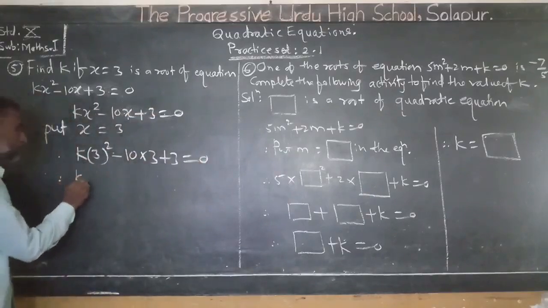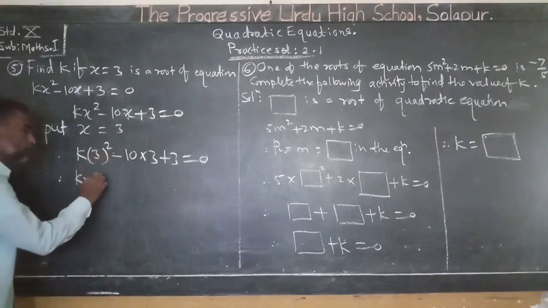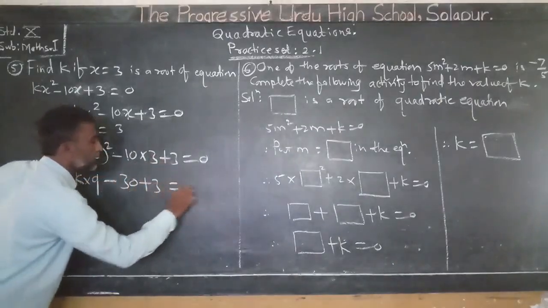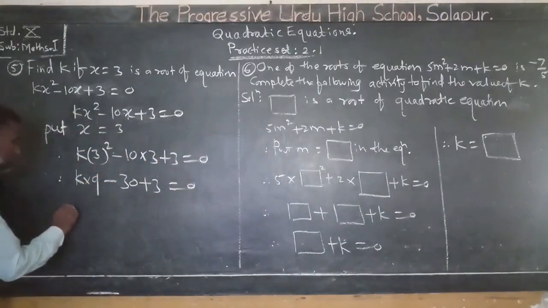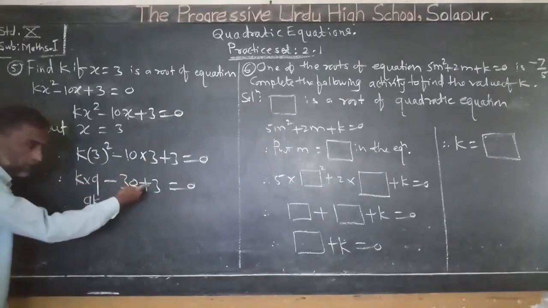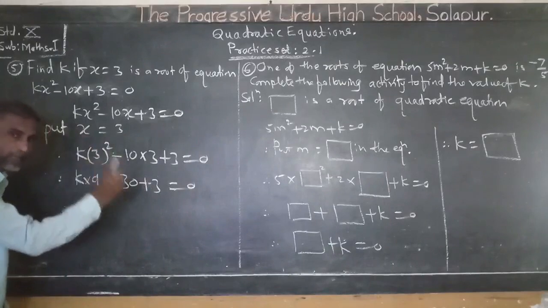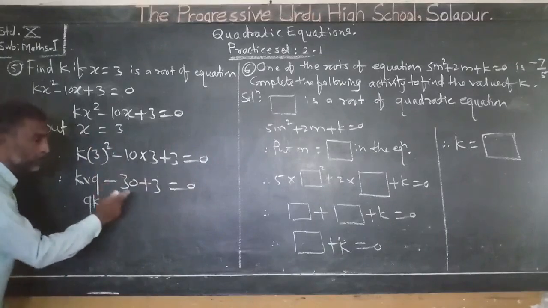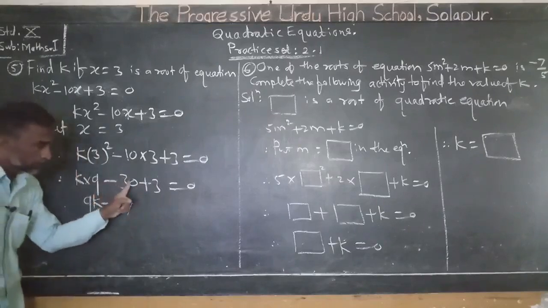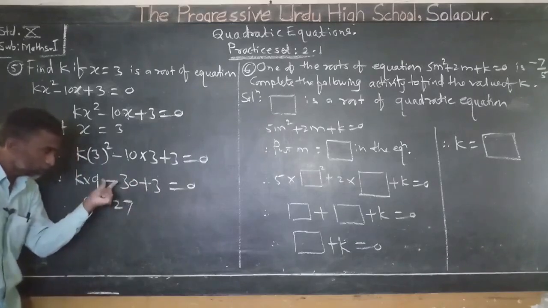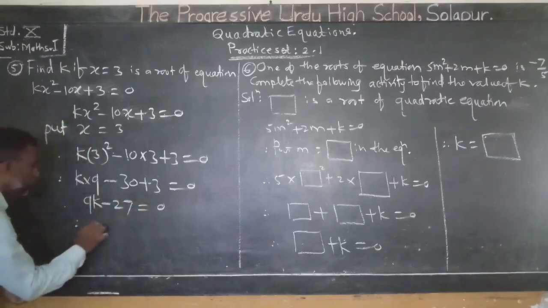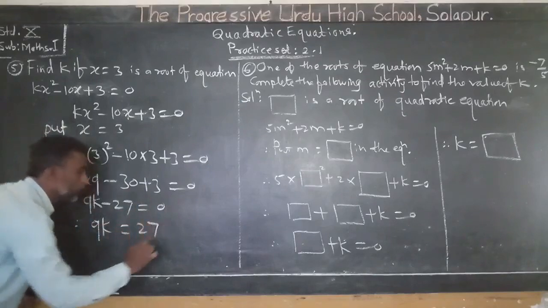Now, k into square of 3, 9, minus 10 3s are 30, plus 3 is equal to 0. Therefore, 9 into k, 9k minus 30 plus 3. As signs are different, do the subtraction. 30 minus 3, 27. Give the sign of the greater number which is minus, is equal to 0. Therefore, 9k is equal to 27.